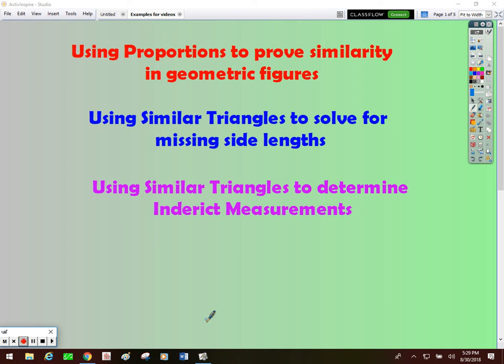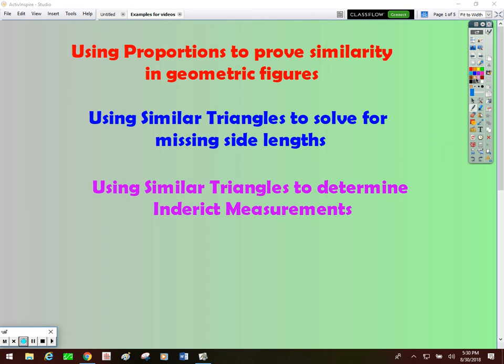We're also going to use similar triangles to solve for missing side lengths. We're going to find side lengths that are missing, have different variables, and we're going to use proportions to set that up and solve. And then finally, we're going to use similar triangles to determine indirect measurements. Remember we talked about indirect measurements, and we did some of that yesterday and today, where there are objects that you cannot measure from the ground, like a tall tree, a tall building, a light pole, a flag pole, or anything that's really too tall to measure. But we can use similar triangles and matching data to figure out how to solve for that, usually the height.